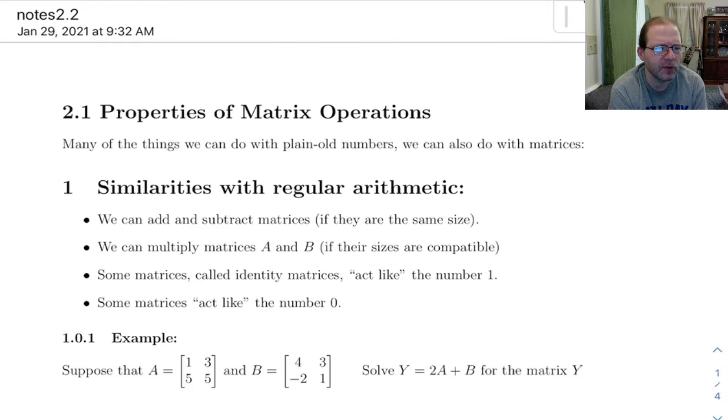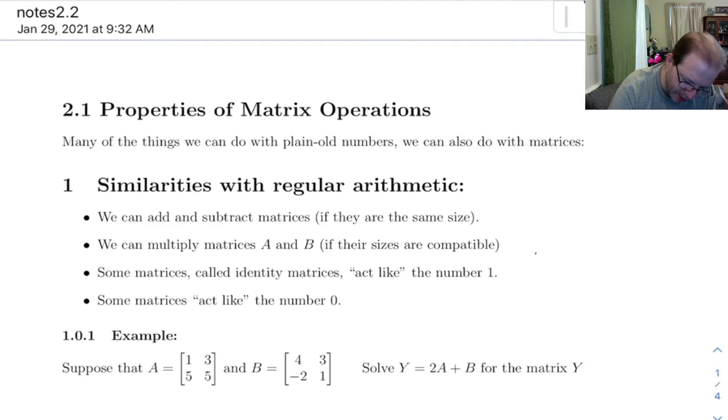I think it's 2.2. But anyway, what I want to do first is talk about the ways that matrix arithmetic and regular arithmetic are similar. So I've got those listed out here. We can add and subtract matrices. We've seen that already, but they have to be the same size. We can multiply two matrices together if their sizes are compatible. And remember, matrix A would have to be m by n, and the next one has to be n by p. Basically, these numbers have to match up in order to be able to multiply them out.